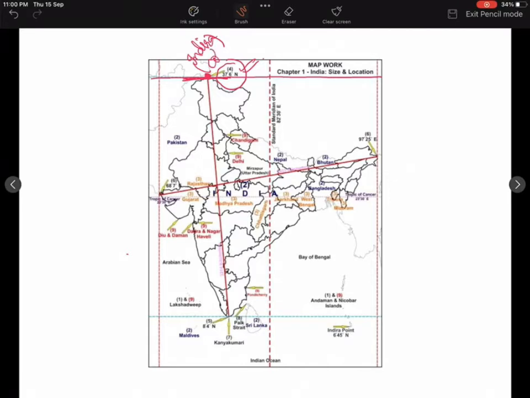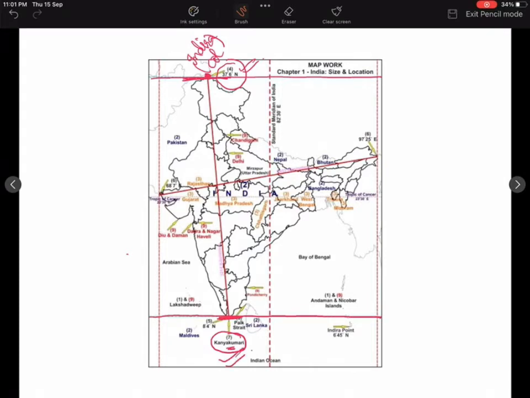So ultimately you get to know that this is the northernmost point of India. Now let's discuss one more extreme point of India, which is the southernmost extreme point, and it is lying at 8 degrees 4 minutes north. The name of the place is Kanyakumari, right? The name of the place is Kanyakumari, no doubt, but this latitude lies at 8 degrees 4 minutes north.